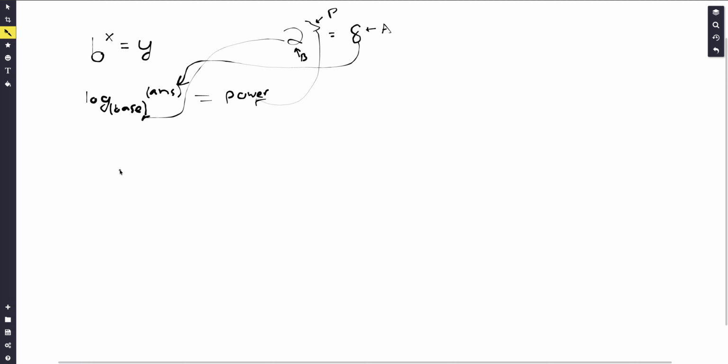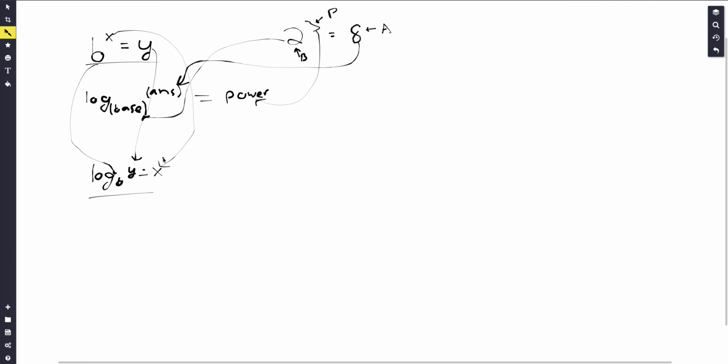The form with variables would be written like this: log base b of y is equal to x. We can compare these two equations. The base matches up with the base. The answer matches up with this part of the logarithm, and the power matches up with the answer for the logarithm. This is how we usually solve logs.